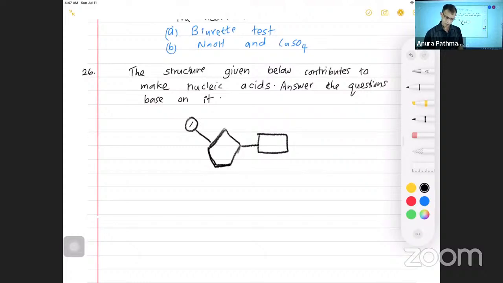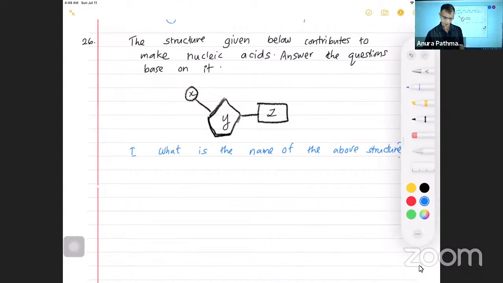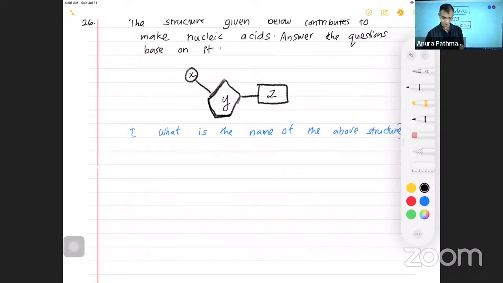X, Y, and Z. First one, what is the name of the above structure? The answer is nucleotide.